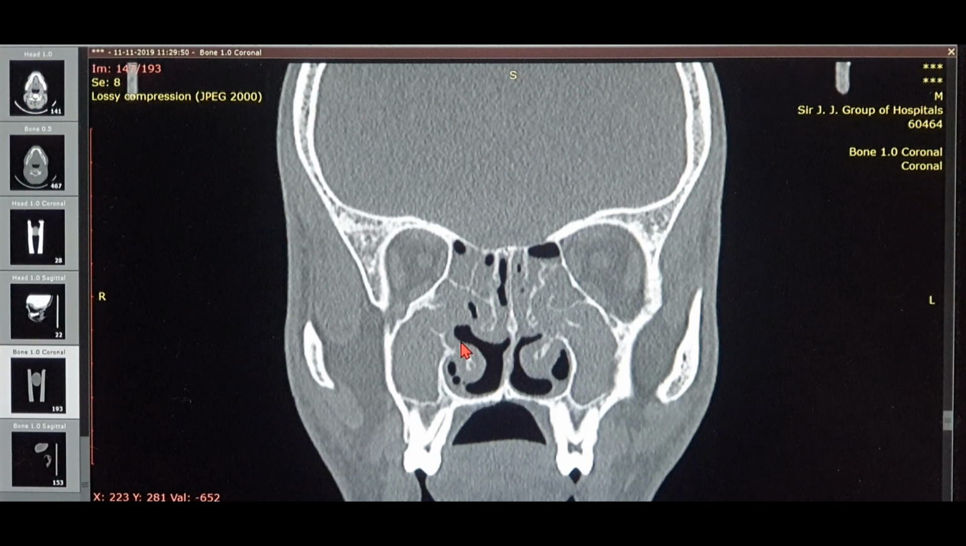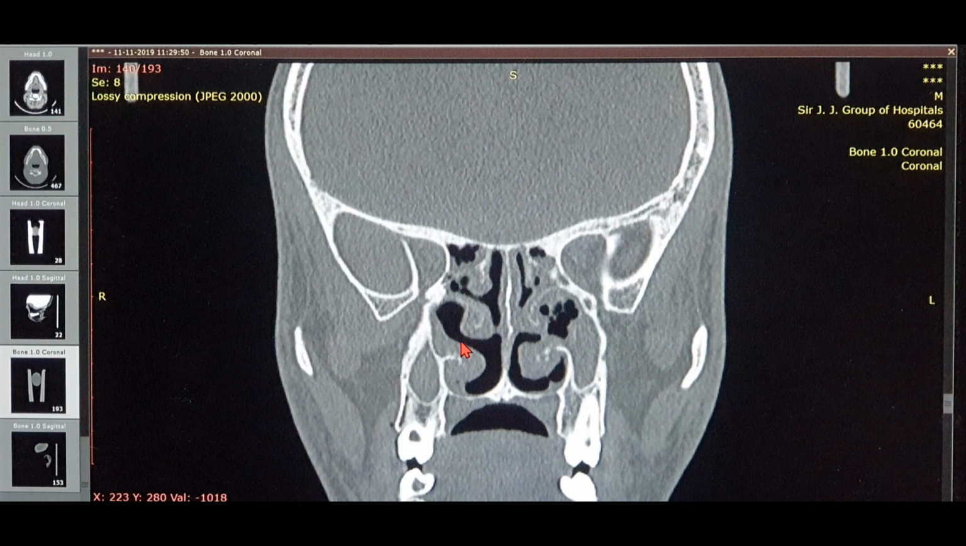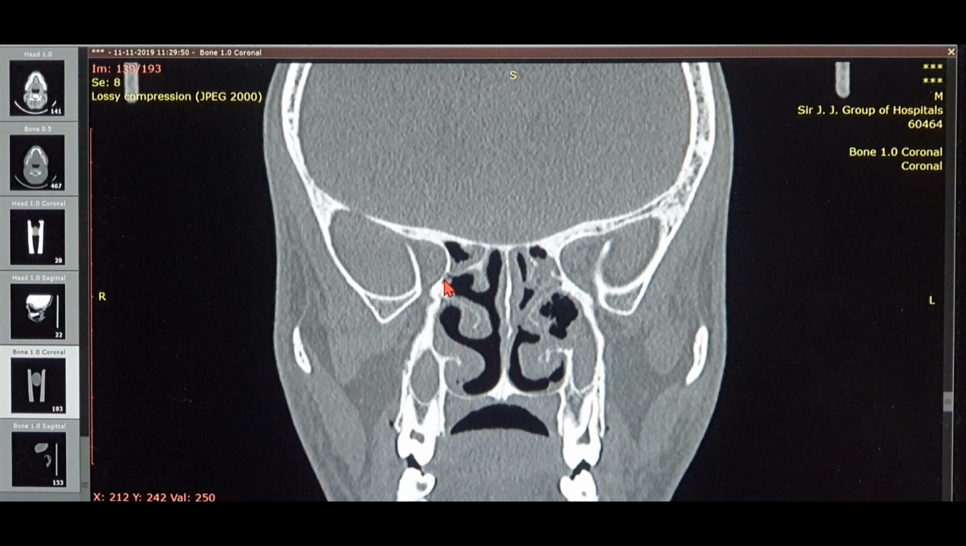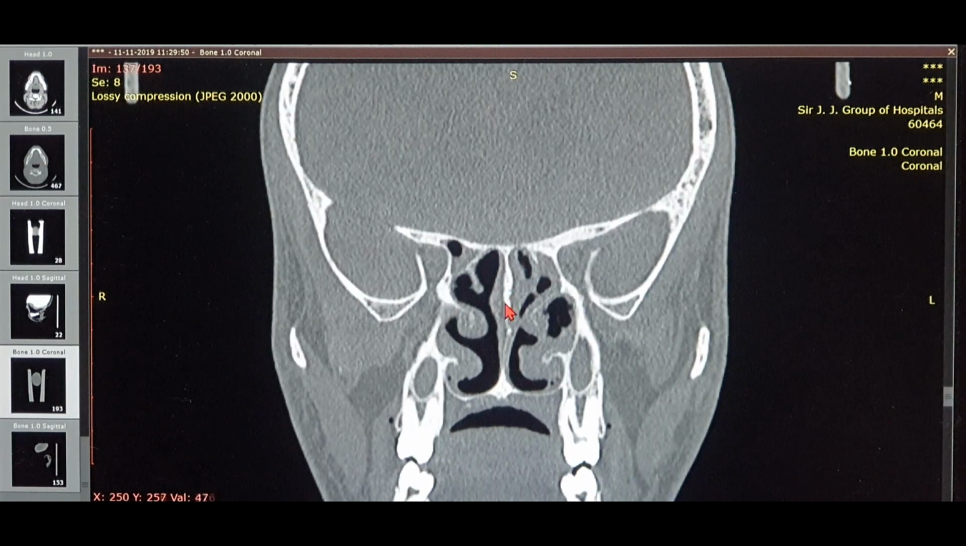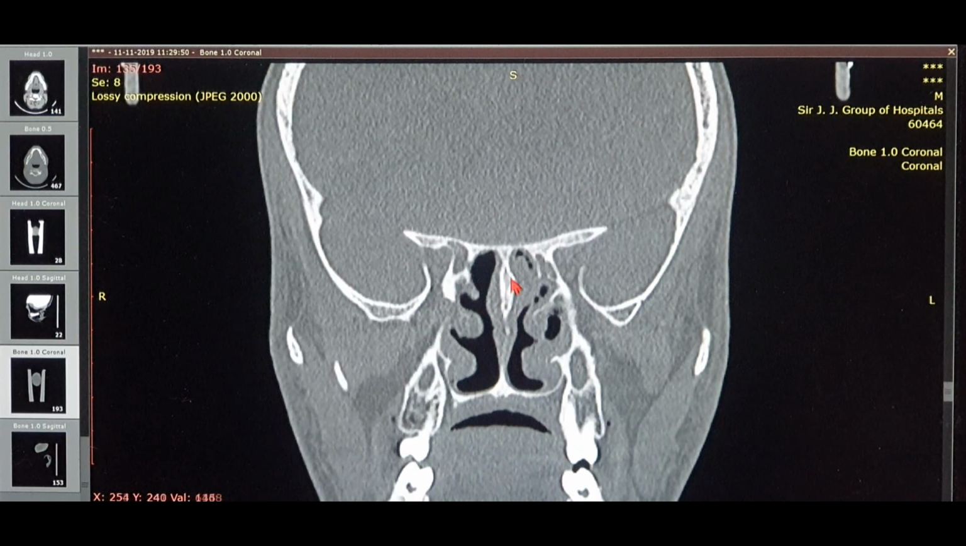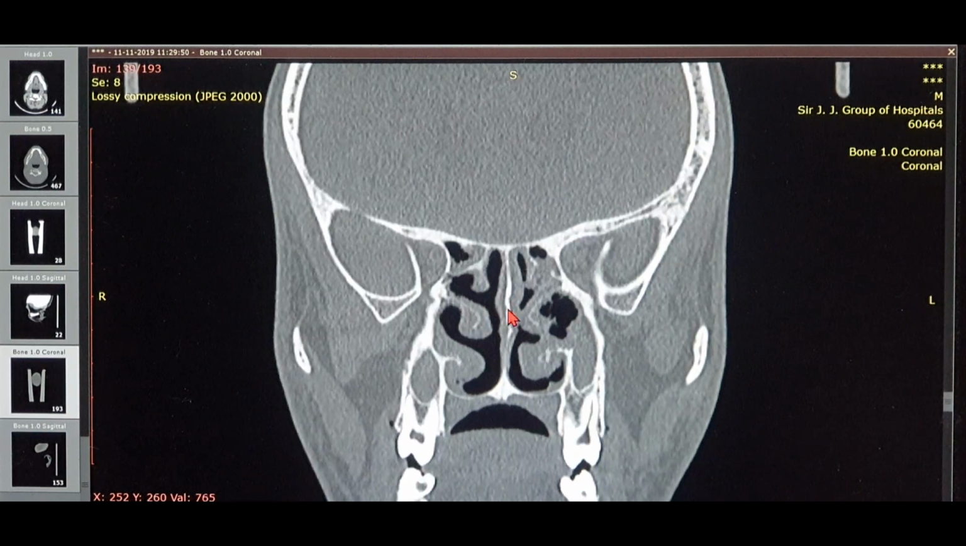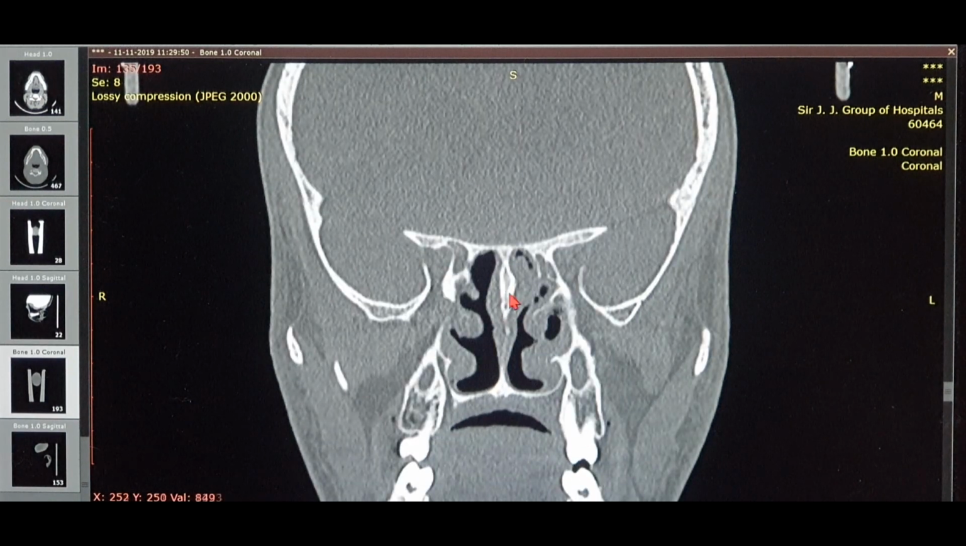So if you keep on following it posteriorly and this starts to fade off, you can start seeing this become much thicker, right? So this becomes thick as compared to the nasal septum, which was thin. So this thickening of the posterior aspect of the nasal septum is nothing but the rostrum of sphenoid. So that's the rostrum of sphenoid.